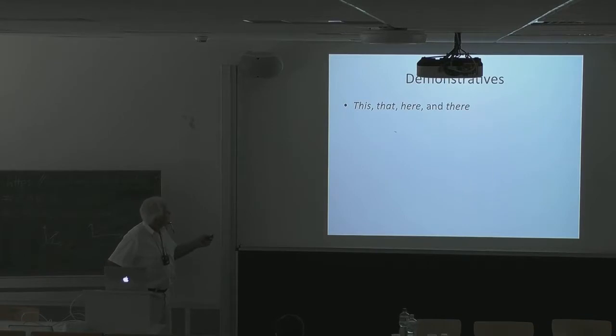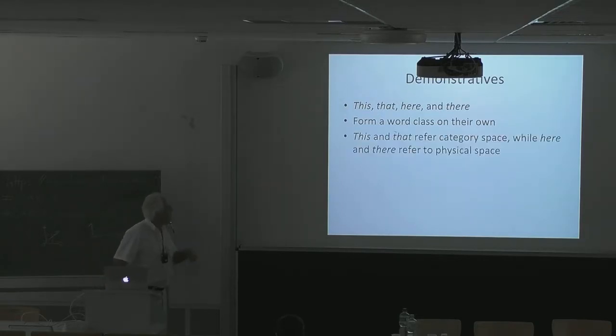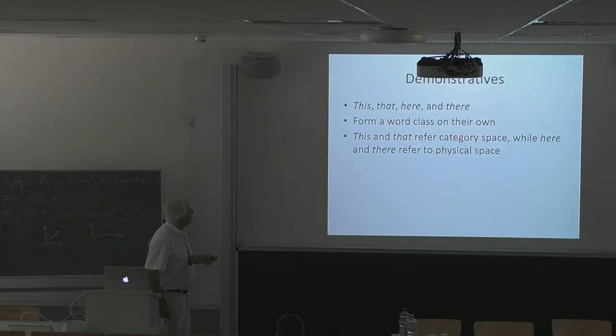There, basically, these are the four most common ones, and they form a word class of their own. Holger Diessel has argued that demonstratives are really a separate word class. Now, this and that refer to objects in category space. And this is typically an object that is close to you, and that is an object that is far away from you. So there's a kind of similarity between near and far in this and that.